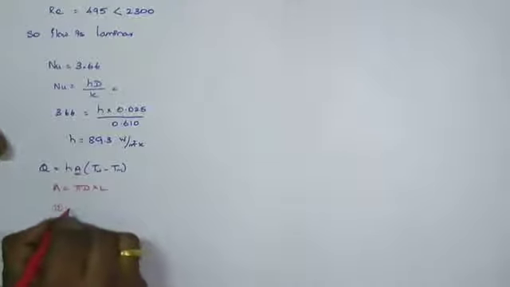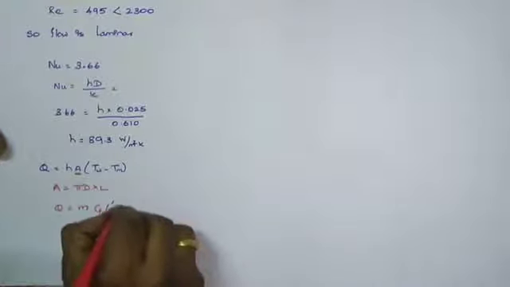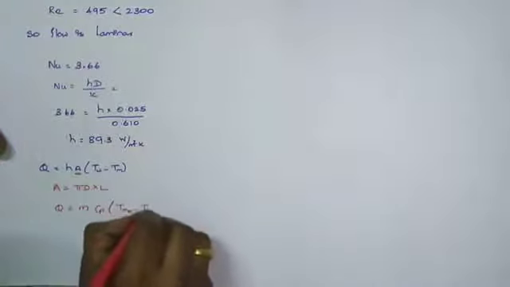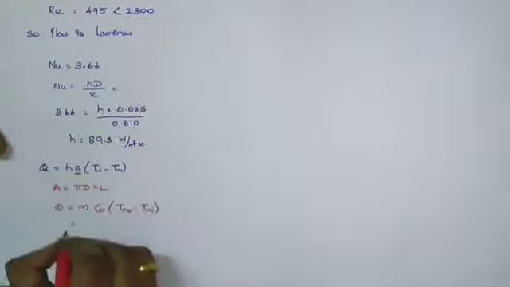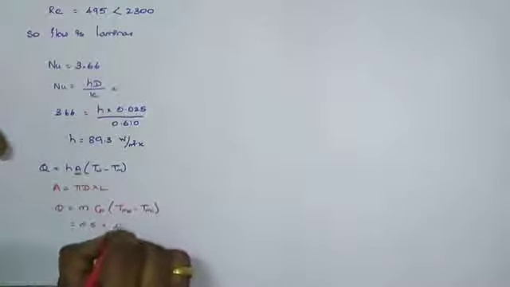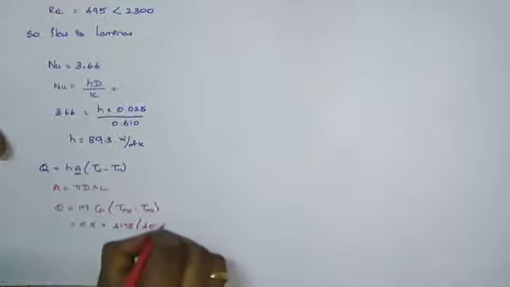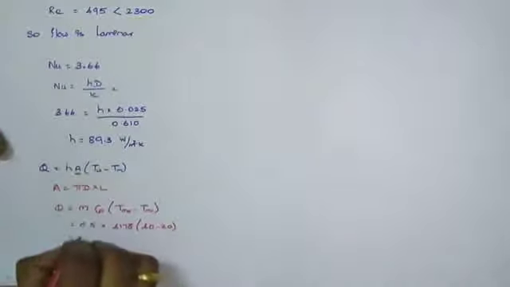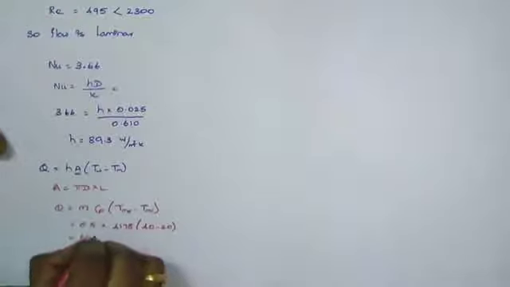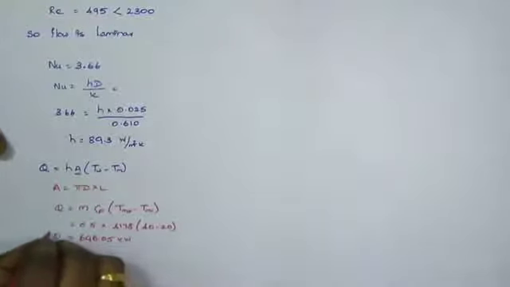For Q you have another formula: Q equal to m Cp del T. Del T is nothing but Tm outlet minus Tm inlet. So from this equation, m equal to 0.5, Cp equal to 4178, outlet temperature is 40, inlet temperature is 20. From this equation just find the value of Q, which is 696.05 kilowatt.